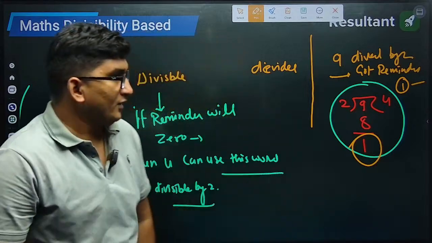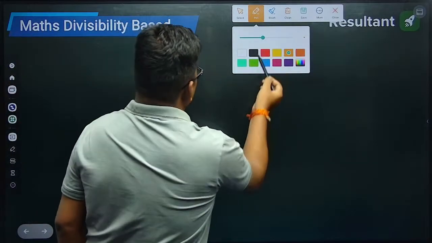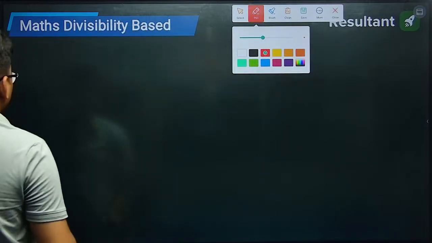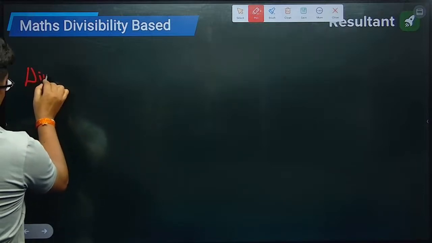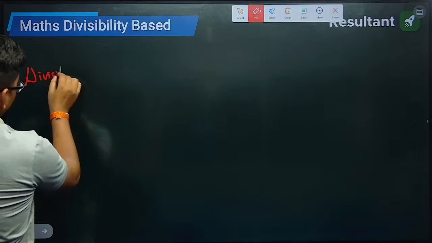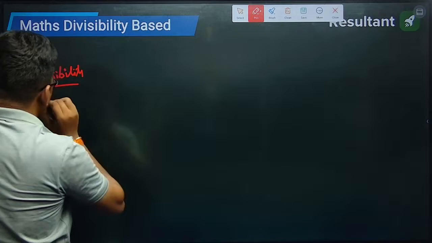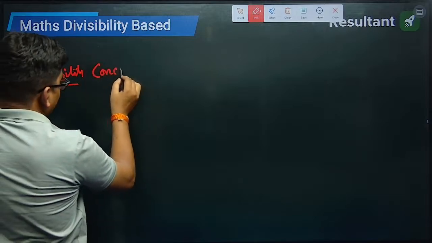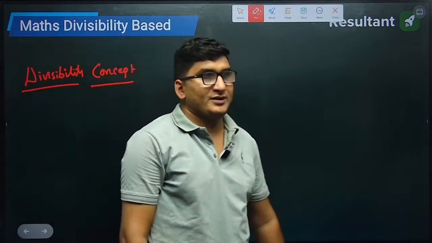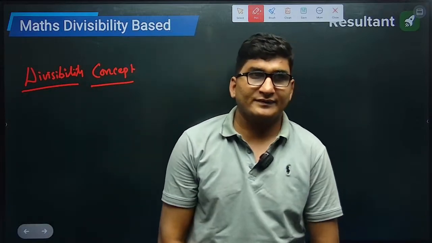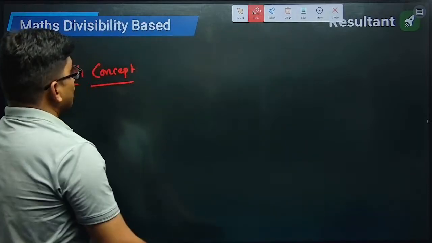Now, what is the divisibility concept which we are going to discuss in today's class? Divisibility concept means, without dividing, how we can find whether a number will be exactly divided or not. That concept is called the divisibility concept. Correct.